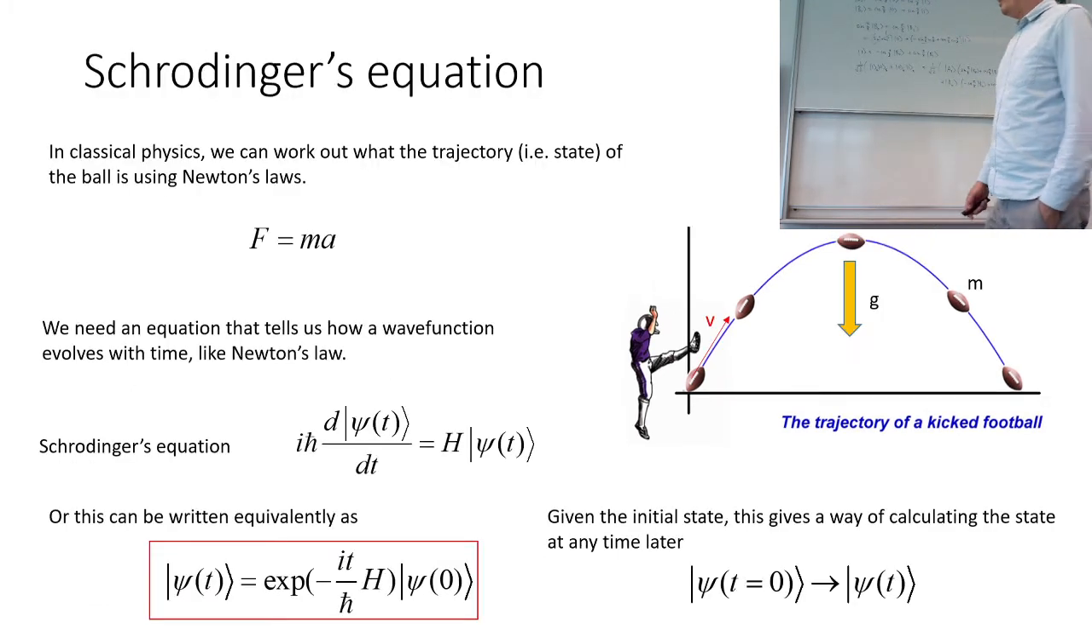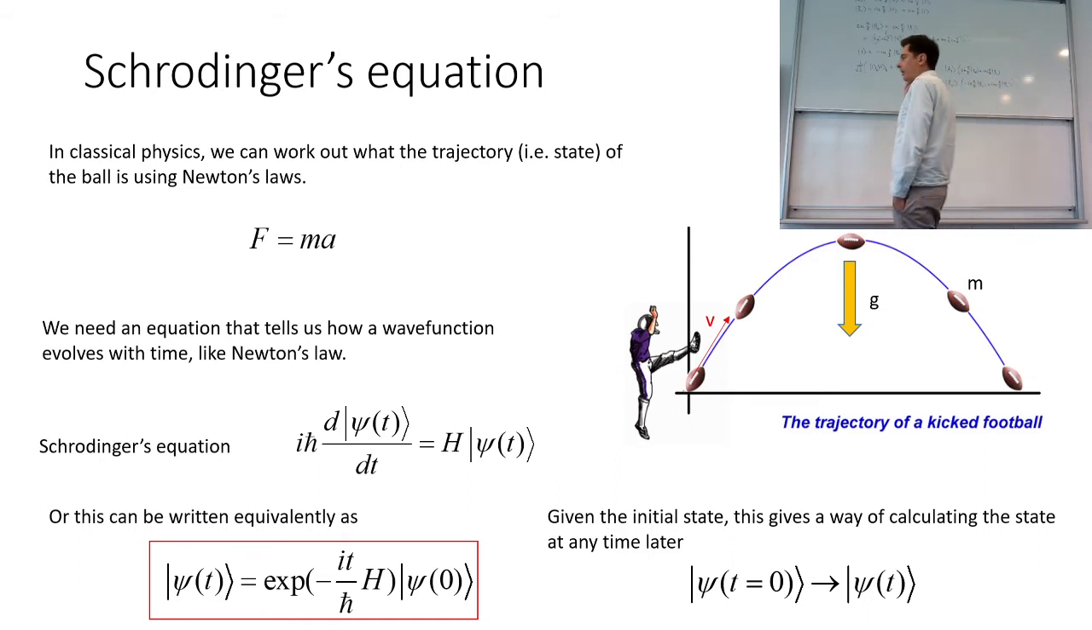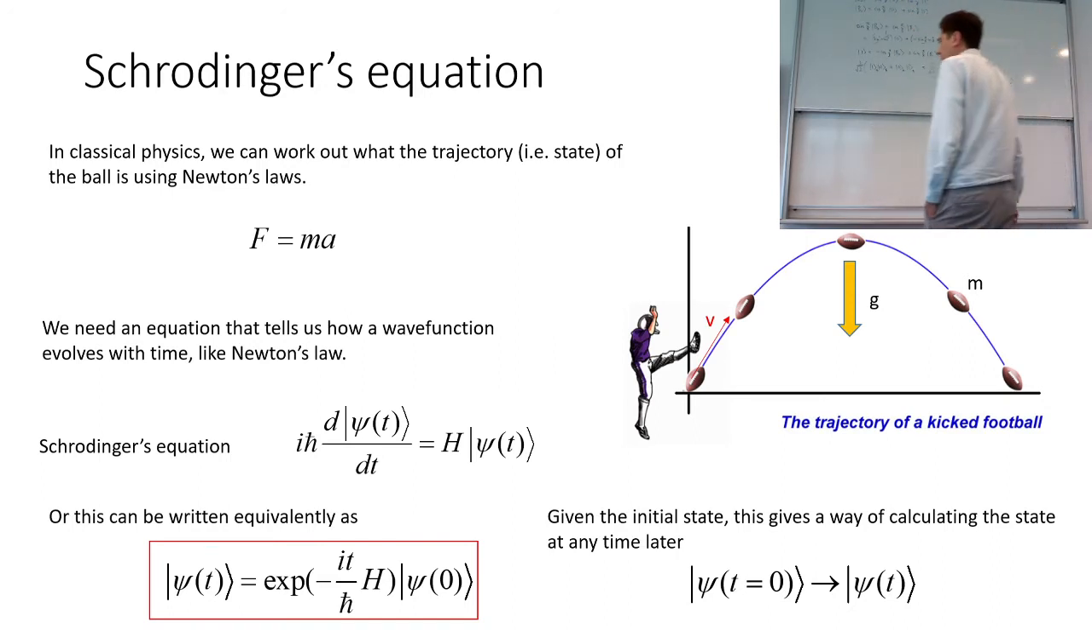There's basically an equation that tells you how things evolve with time, and this is Schrodinger's equation. The normal way that it's written is like here, in this differential form, where you've got the time derivative of the vector equal to some Hamiltonian times the state. I'll be explaining all these things as we proceed in this lecture.